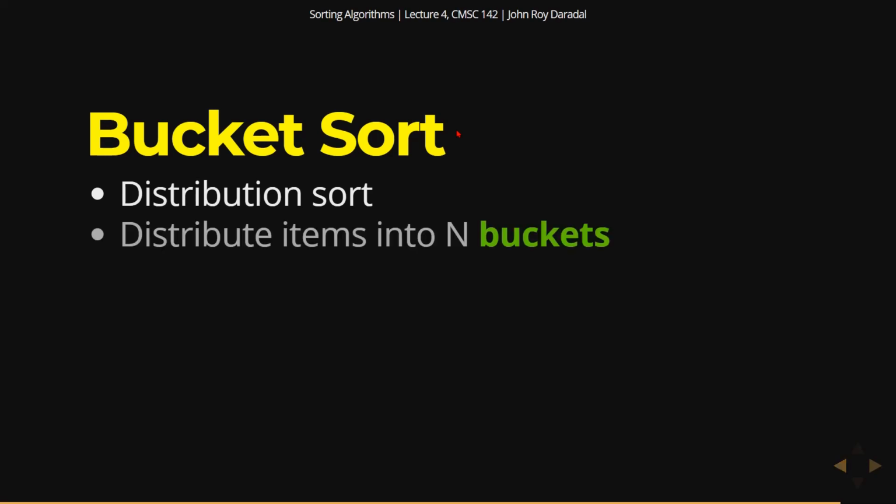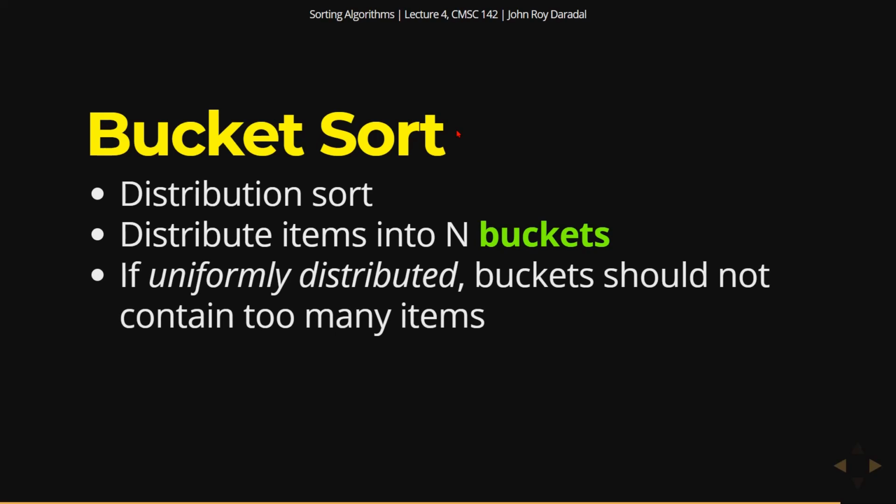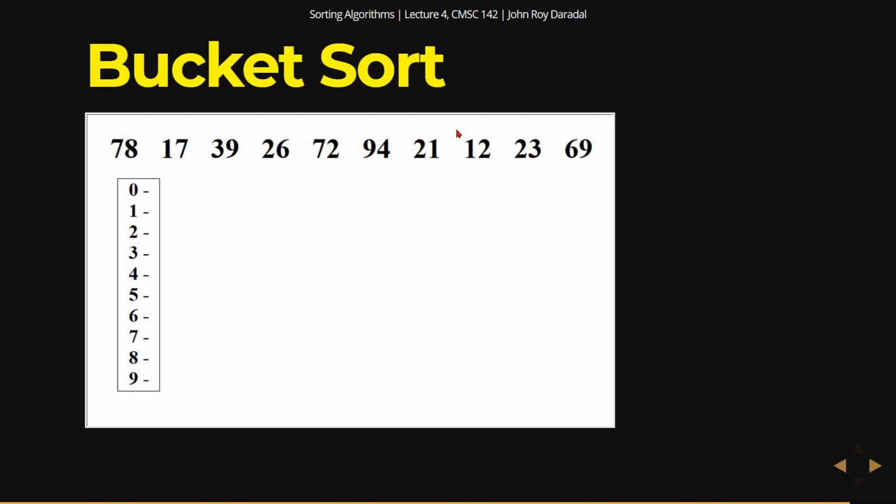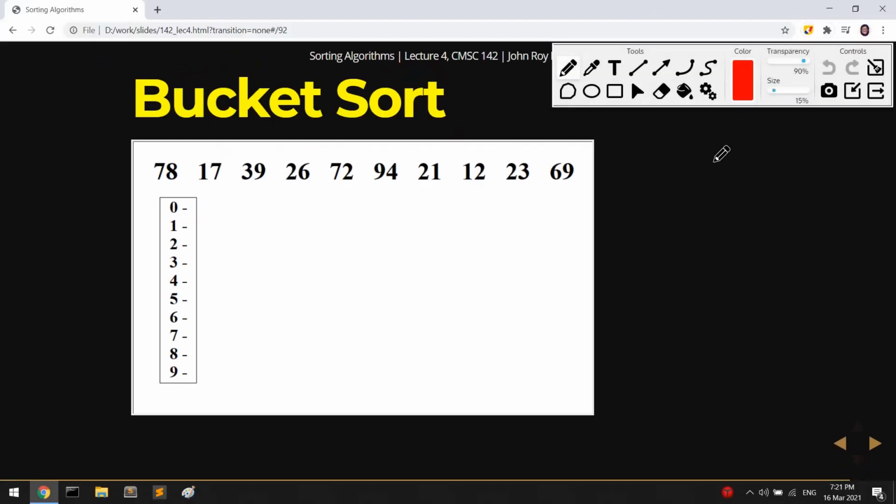Lastly, we'll look at something called the bucket sort. For the bucket sort, it's a distribution sort, and it distributes items into n buckets. If the items are uniformly distributed, then the buckets should not contain too many items, and what we'll do is sort each bucket and combine the answers. This will be better shown with an example.